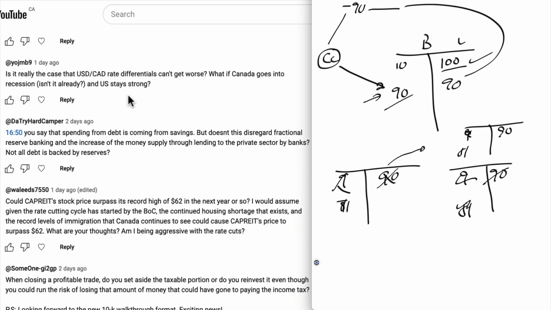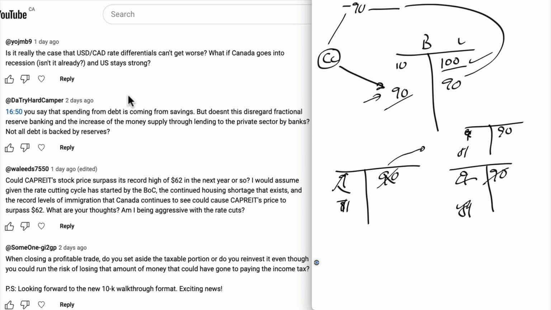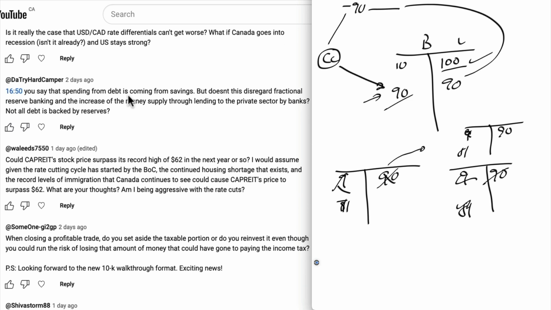Is it really the case that U.S.-CAD rate differentials can't get worse? What if Canada goes into a recession and U.S. stays strong? Yeah, they could get worse. But again, as the theme of this Q&A has been, we live in a probabilistic world. I got to play the probabilities, right? But is there a probability that it gets worse? Yeah. But if we always look at, is there a probability this stock can go down? The answer is always yes. So if the probability of something dropping scares us, we would find there would be nothing but 90-day treasuries.